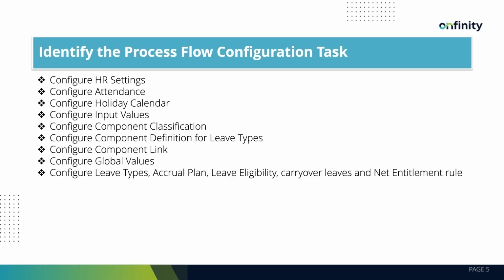Now, let's look at the process flow for the configuration tasks. Before starting with leave booking, there are key areas we need to configure in the system. These include HR settings, the attendance system, the holiday calendar, input values, component classification, component definition for leave types, component links, global values, and the configuration of leave types, accrual plans, leave eligibility, carryover leaves, and net entitlement rules.